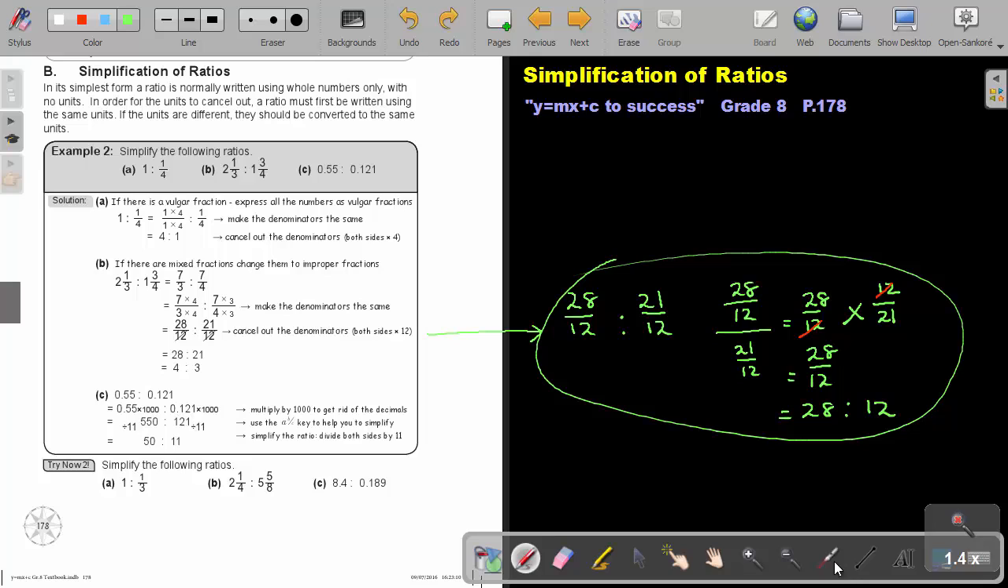Then I'm ending up with 28 over 21, but it can still simplify further. So I basically just divide this side by 7, and then I divide this side also by 7, and then I get 4 and I get 3. So my final answer will be 4 to 3. Okay, let's just clean before we go to the next one.